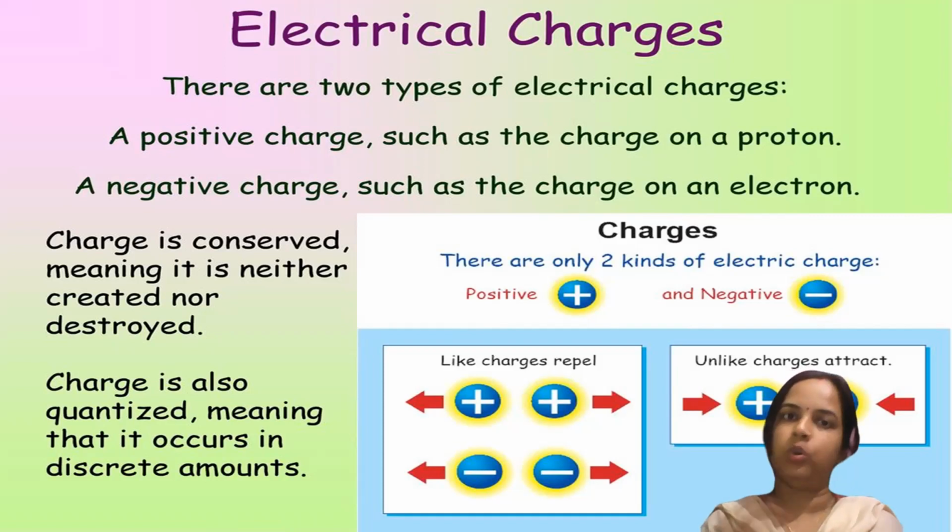And as I told you, everything in this universe is in the form of energy, right? So charge is also a form of energy. Charge can neither be created nor destroyed. Okay. And charge is also quantized, meaning that it occurs in discrete amounts. Okay. Now moving ahead.